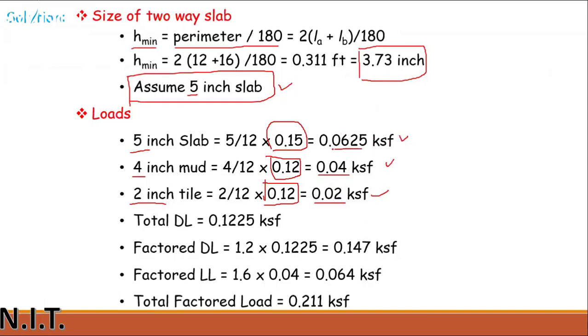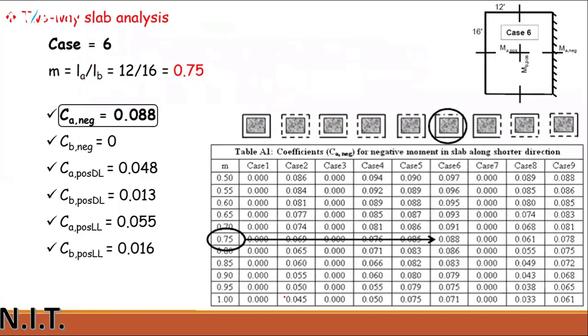Then you need to calculate the total dead load, which is the summation of all these three. The factored dead load, as I told you before, uses a dead load factor of 1.2, which gives the answer 0.147 kilo pounds per square feet, and the live load factor is 1.6, which gives the answer 0.064 ksf. The total factored load will be this plus this, which gives 0.211 kilo pounds per square feet. And then you need to define the case.